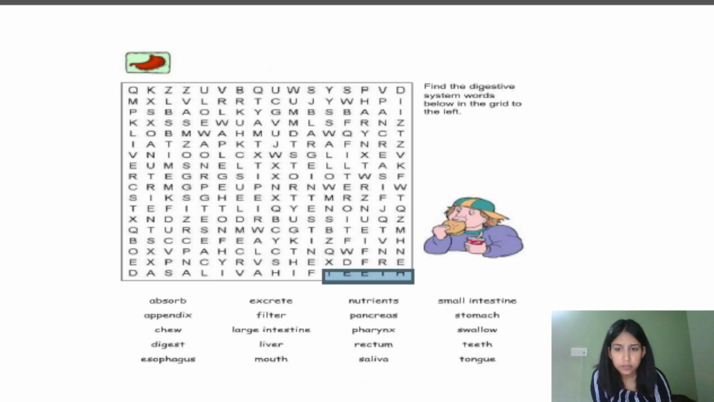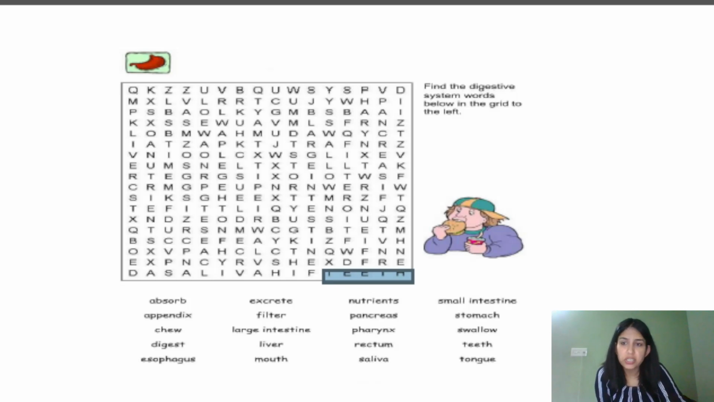So there are different words like absorb. The words include absorb, large intestine, nutrients, small intestine, which you'll try to find also. You can write your responses in the comment section below. You can do this game while pausing the video as well.